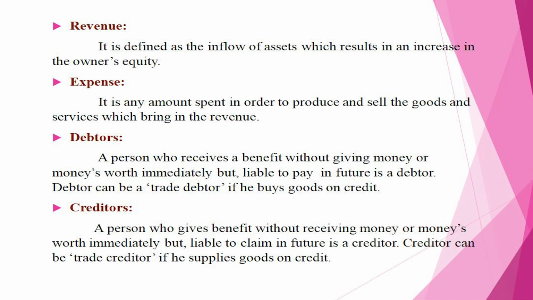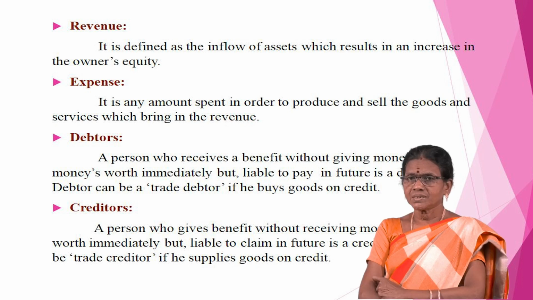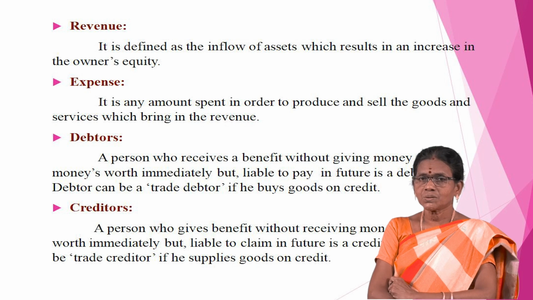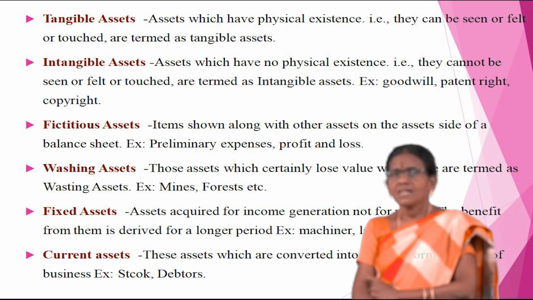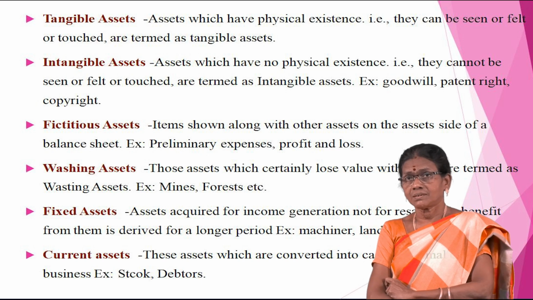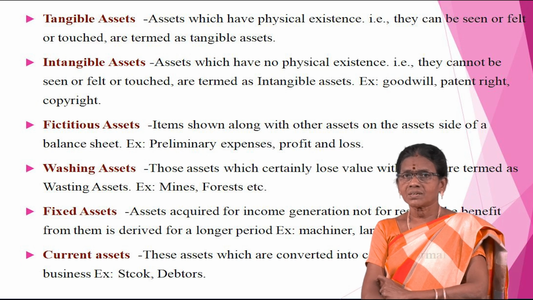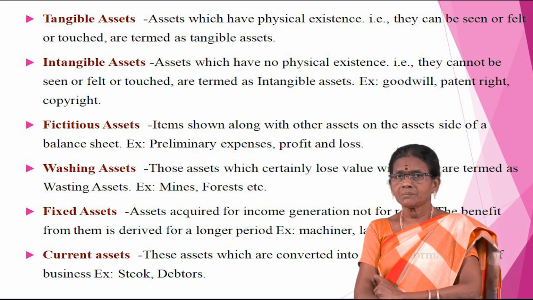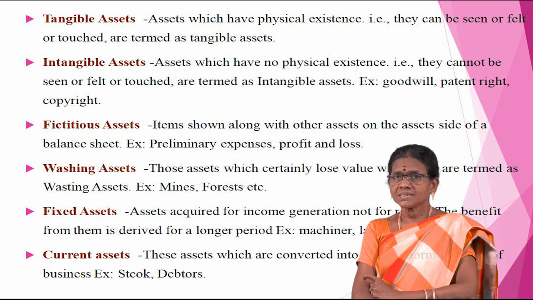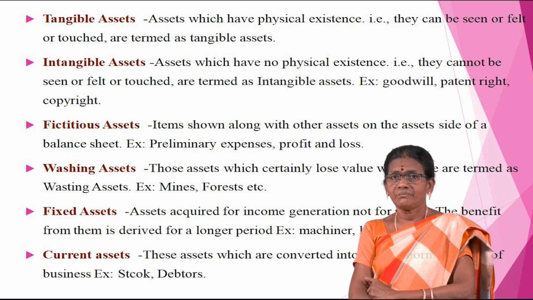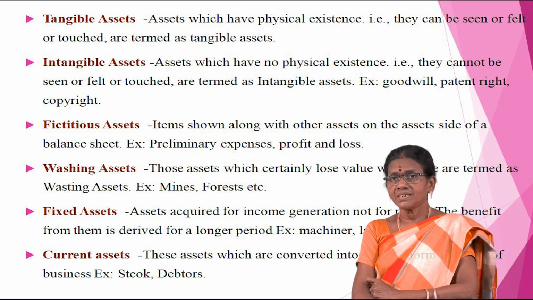Then creditors. A person who gives benefit without receiving money or money's worth immediately but is liable to claim in future is a creditor. Creditor can be a trade creditor if he supplies goods on credit. Tangible assets. Assets which have the physical existence, that is, they can be seen or felt or touched, are termed as the tangible assets. Intangible assets. Assets which have no physical existence, that is, they cannot be seen or felt or touched, are termed as intangible assets.